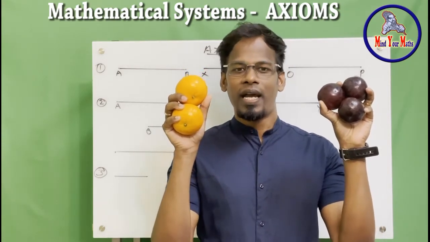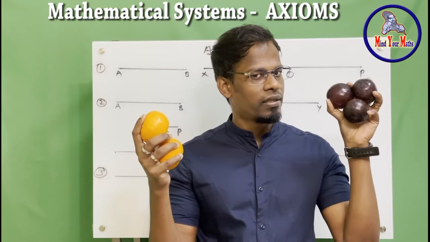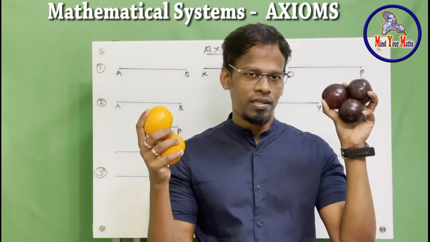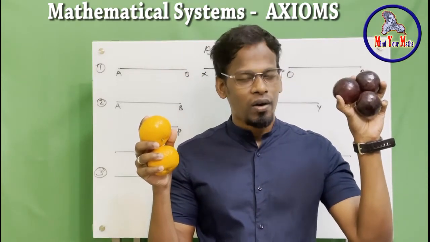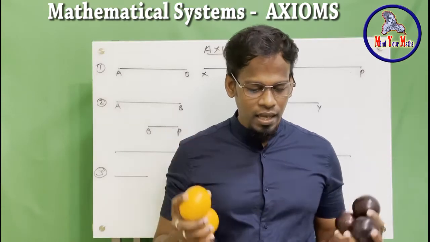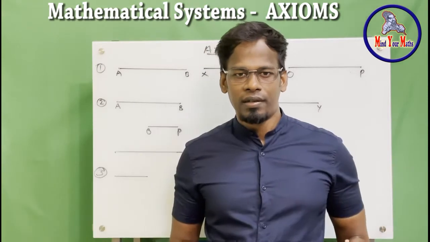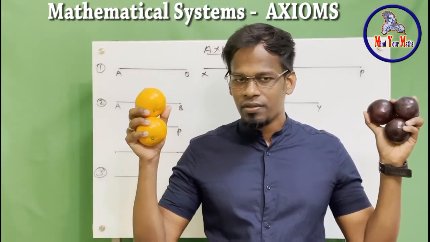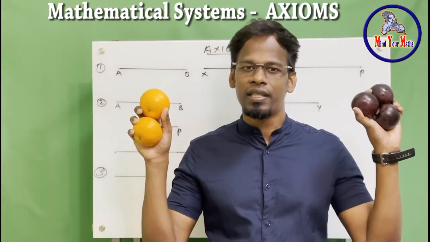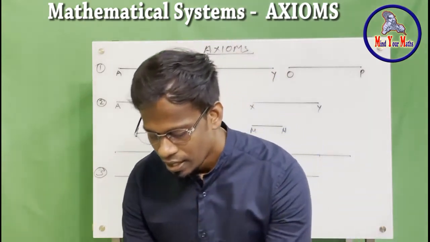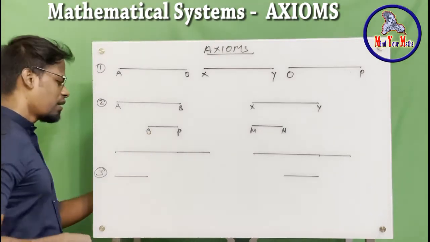Yes, they are equal, right? Because 2 oranges' weight is equal to 1 apple, as well as 3 plums' weight is also equal to 1 apple's weight. So the weight of 2 oranges as well as the 3 plums are equal. That is what it means: things which are equal to the same thing are equal to one another. The orange and the plums are both equal to 1 apple, that's why the weight of these two also is equal. Yes, that's right.